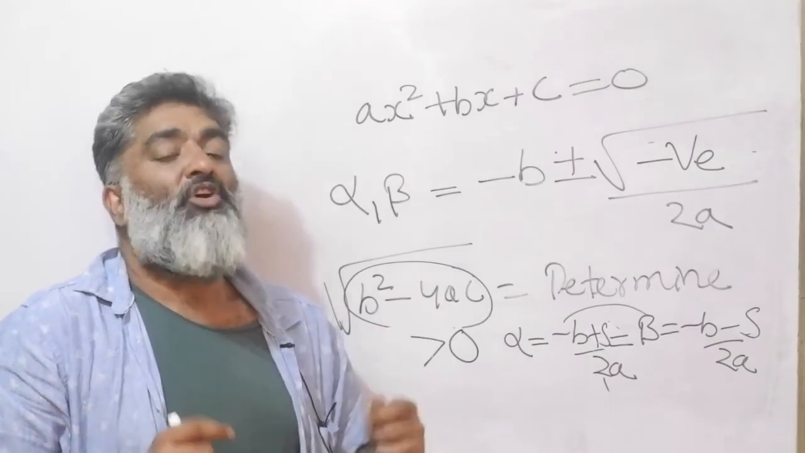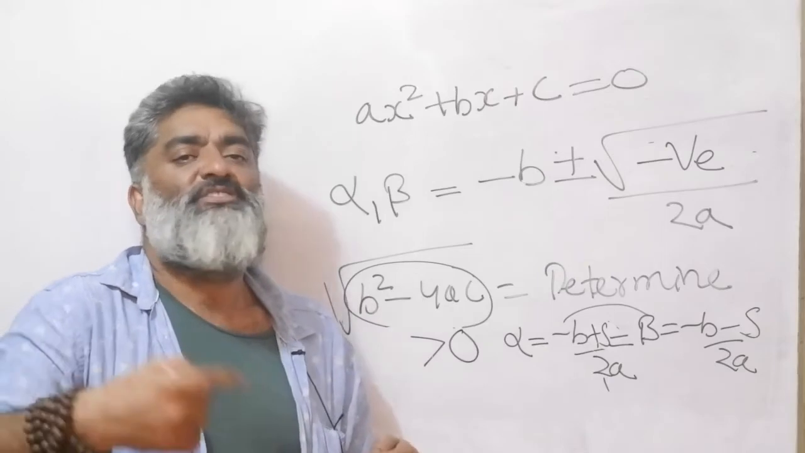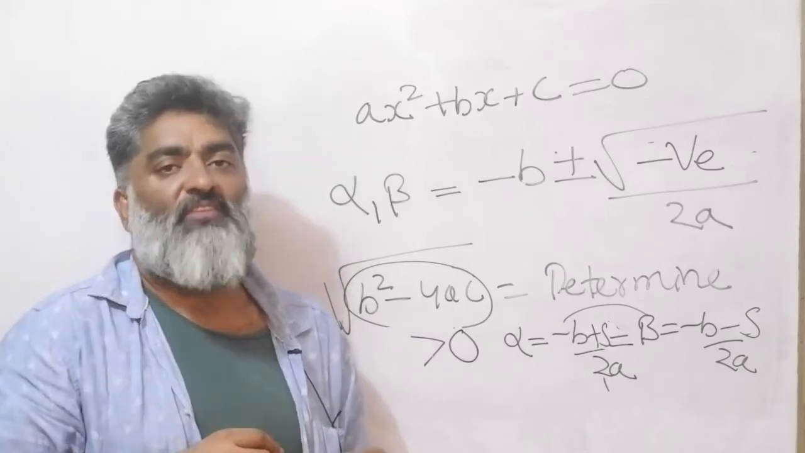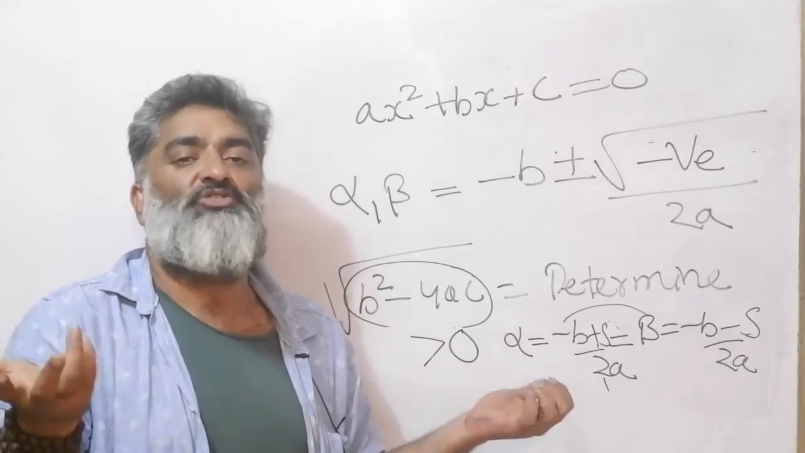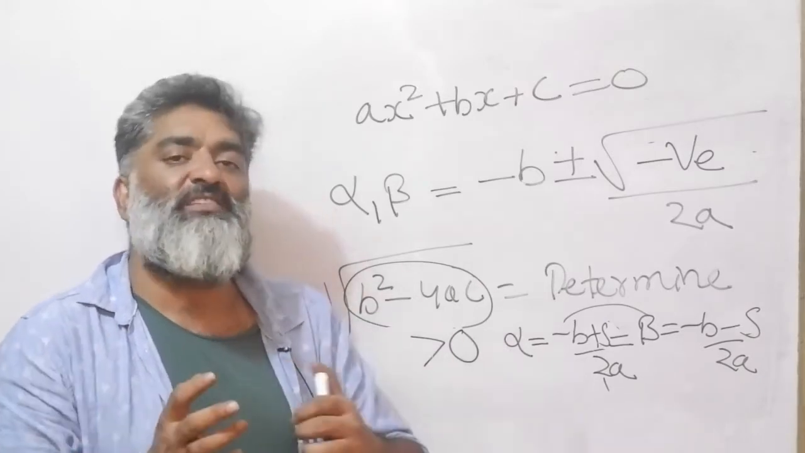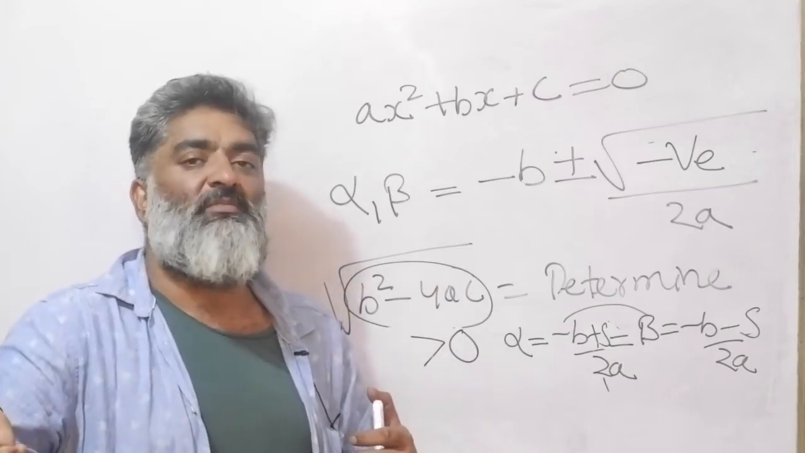Why? Because imagine, what is the square root going to be? If the square root is going to be positive, that means positive into positive, because square means the number into itself. So a positive number into a positive number will always give you a positive number.